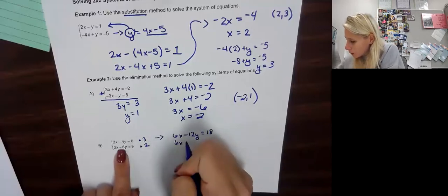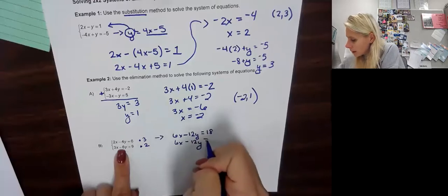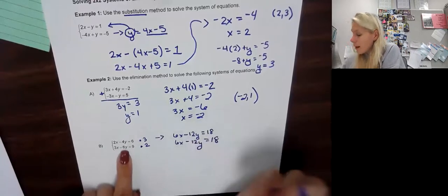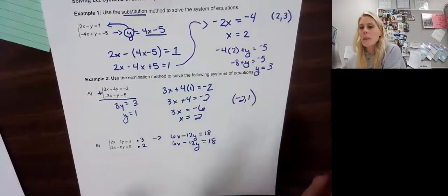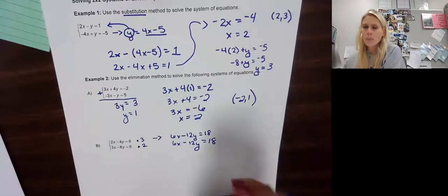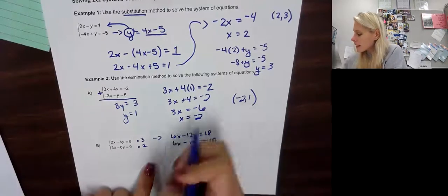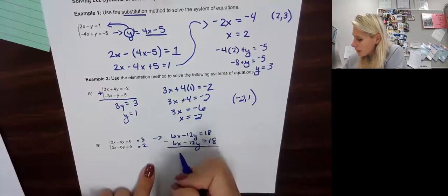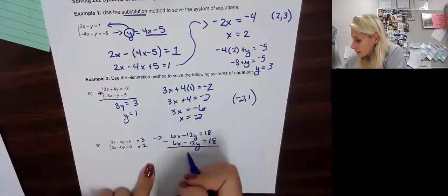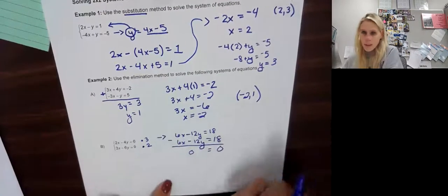-6y times 2 is -12y. And 9 times 2 is 18. Now, I'm going to focus on my x. I mean, it might be obvious right now, and you're saying, Ms. Heckman, those are the two same equations. But let's just say I didn't see it, and I'm continuing. I see my x's are the same, so I'm going to subtract straight down. Well, that gives me 0 on this side equals 0 on this side.